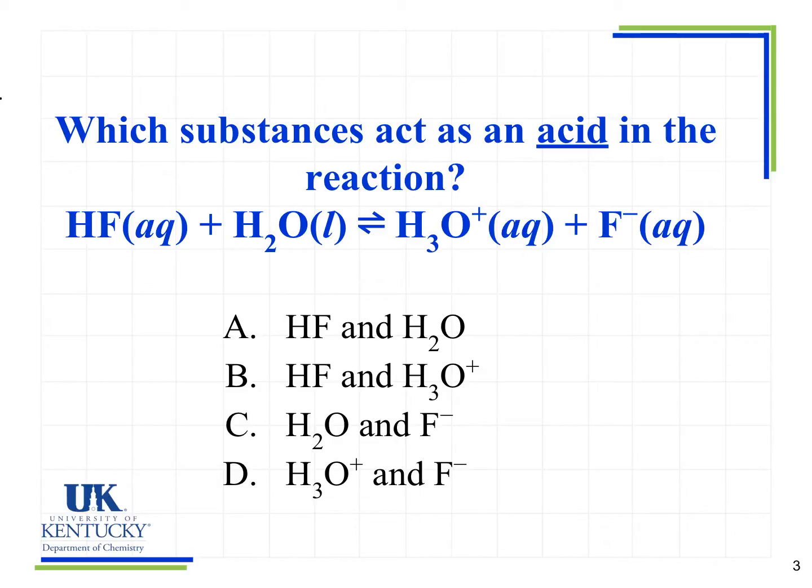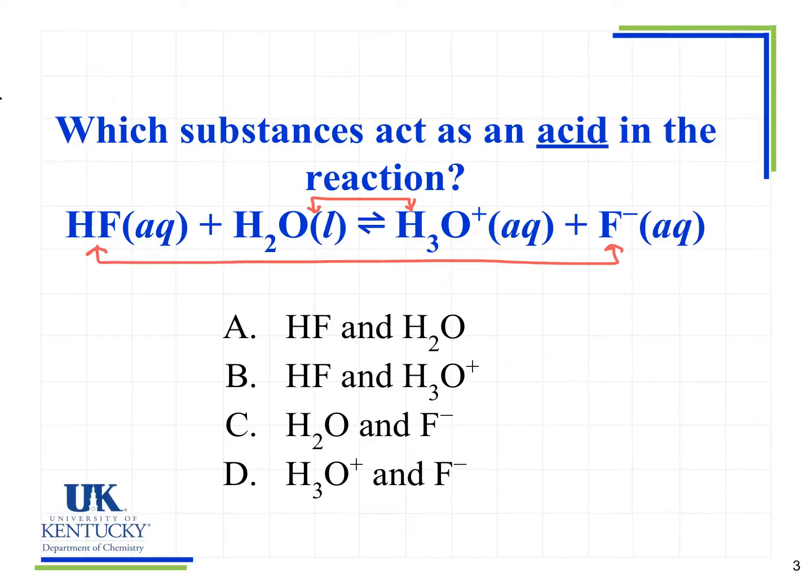So which substances, because remember we're going to have two, act as an acid in the reaction? So when we look at this, we want to find our conjugate acid-base pairs first. So we say we've got an HF going to F minus because they differ by a single proton. And we're going to look at H2O and H3O plus. So those are our conjugate acid-base pairs.